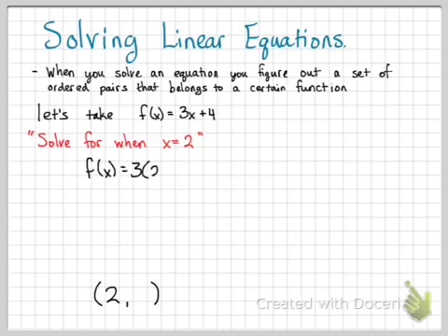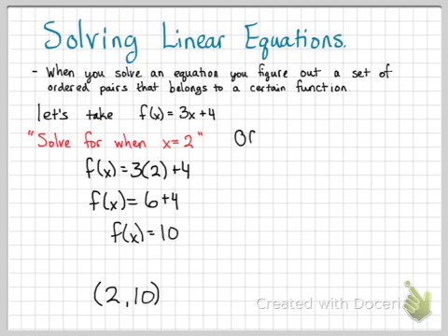So we can say f of x equals 3 times 2 plus 4. We're substituting 2 for x because we know that that's the x value at one of these points. So f of x equals 6 plus 4, or f of x equals 10. So that second point equals 10, and you know that the point (2, 10) is part of your function.